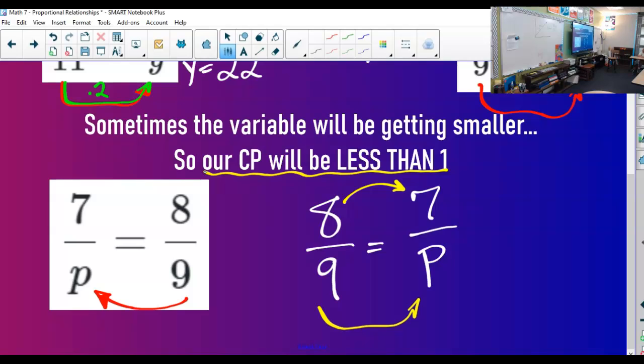Make sure you're writing this stuff down so you can look back at it later. How do we go from 8 to 7?